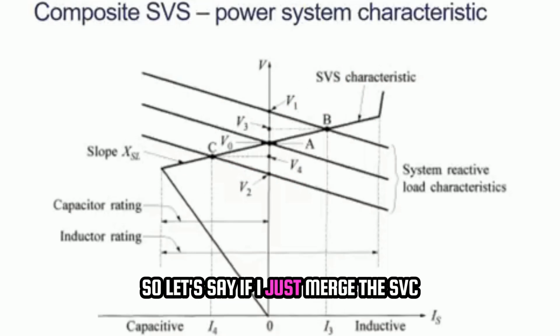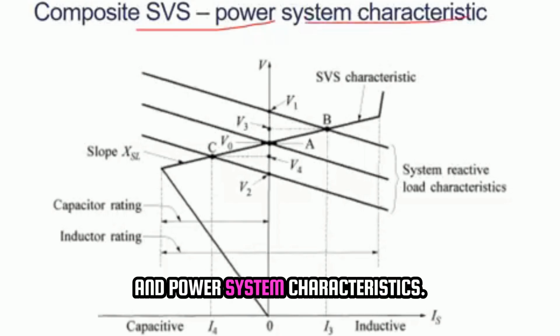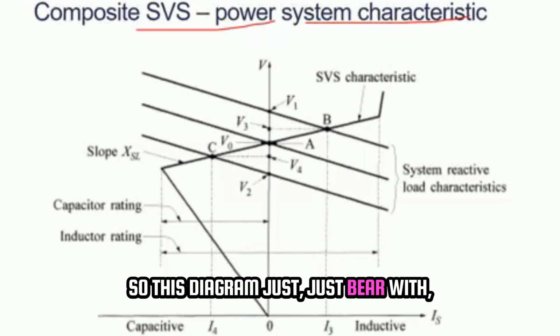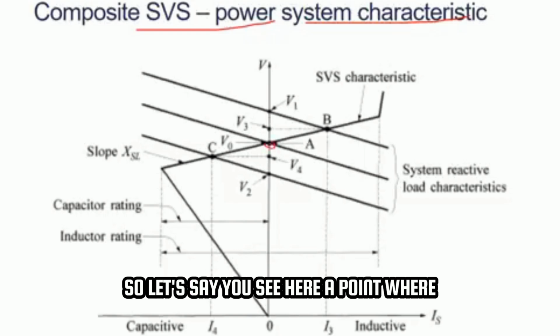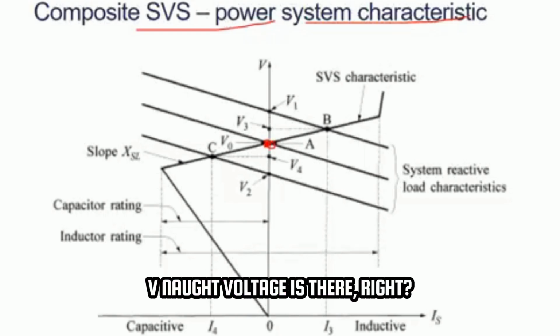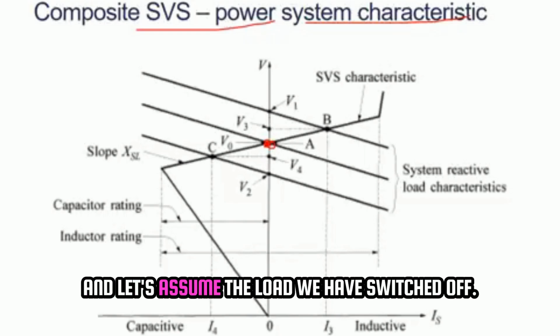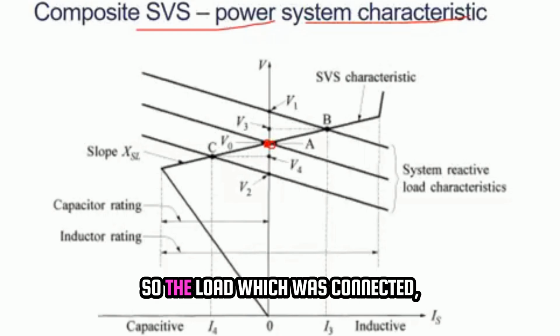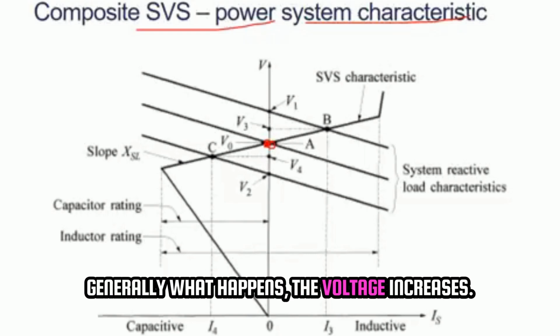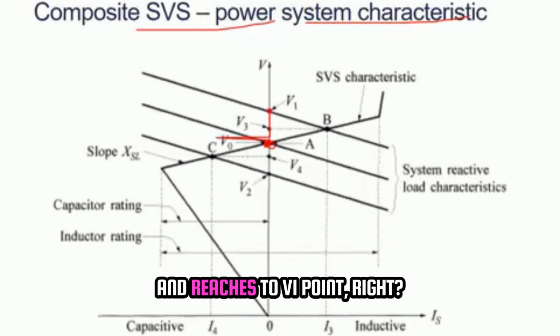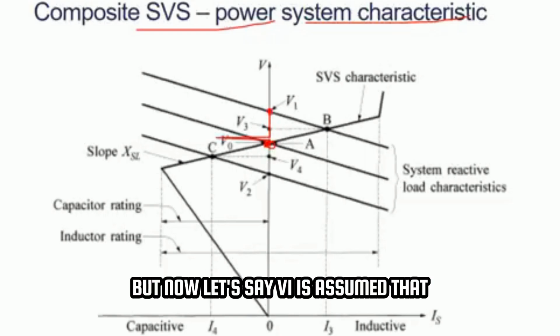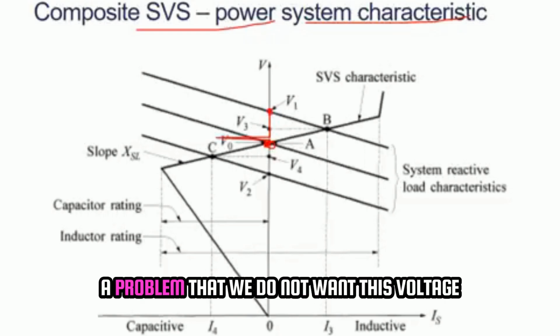So let's say I merge the SVC and power system characteristics in this diagram, just bear with me for a while. You see here a point where V0 voltage is there, right? Let's assume the system was operating at V0 and everything is fine, and let's assume the load we have connected is switched off. As soon as the load reduces, generally the voltage increases, and let's assume the voltage increases and reaches the V1 point, right? But now let's assume V1 is a very high voltage and it is crossing the maximum voltage limit.